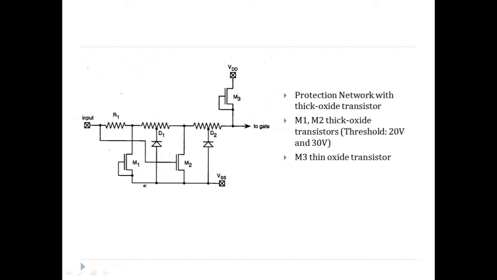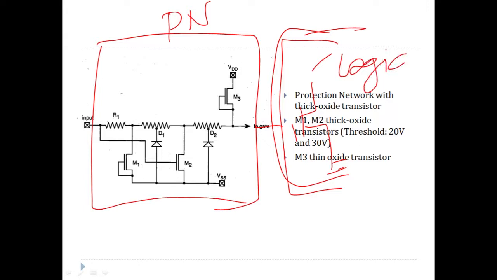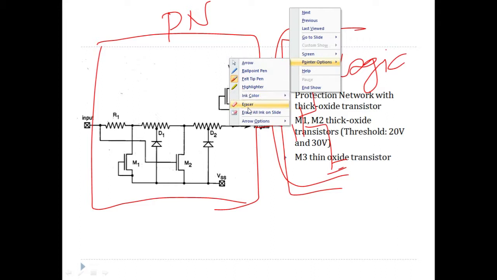Now this is a protection network, and after this there will be some circuit which will have a MOSFET structure or something. So this is the internal circuit. The actual logic of your IC will be here, and the protection network is trying to protect it from a large positive voltage or a negative voltage.